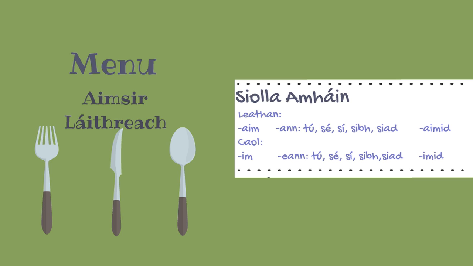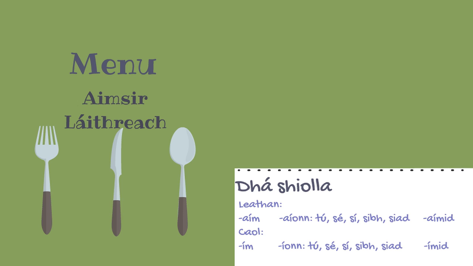That's all for the siúl amháin verbs, so let's take a look at verbs with two syllables. For leathan verbs with two syllables, instead of mé, we add aím to the root of the verb, like ceannaím, I buy. For tú, sé, sí, sibh, and siad, we add aíonn to the root of the verb, ceannaíonn siad, they buy. And instead of sinn, we add aímid to the root of the verb, ceannaímid, we buy.